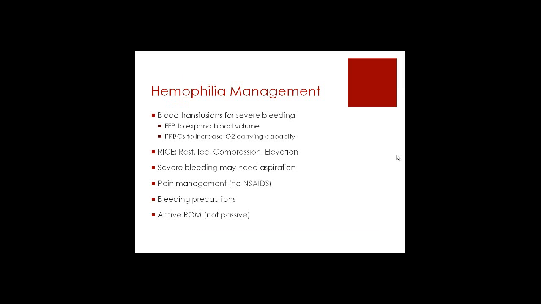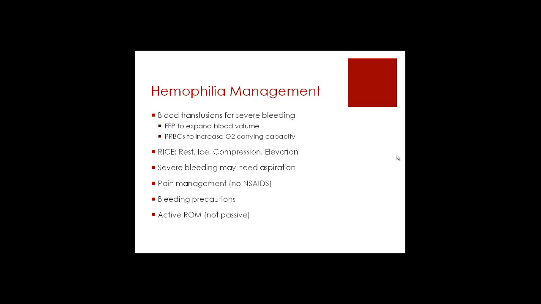So we do give blood transfusions for severe bleeding. Fresh frozen plasma is given to expand blood volume. Packed red blood cells are given to increase oxygen carrying capacity. It is important to rest, ice, use compression, and elevation for hemophilia management when we're having hemarthrosis. So just remember the RICE.